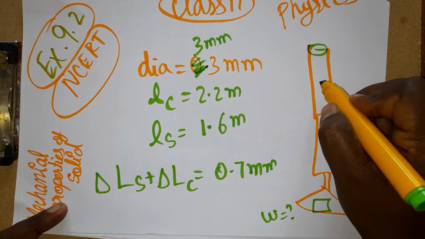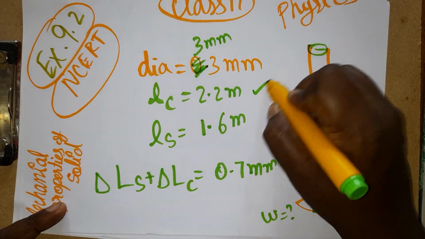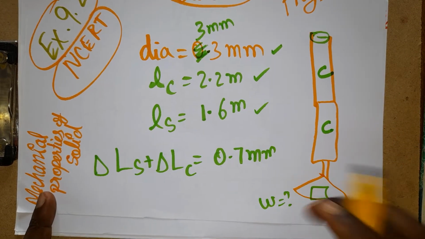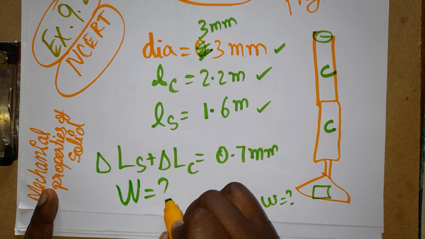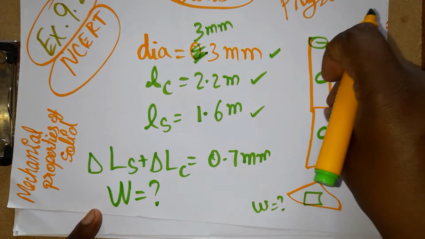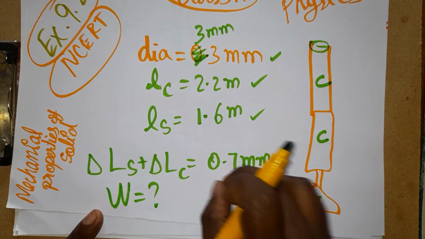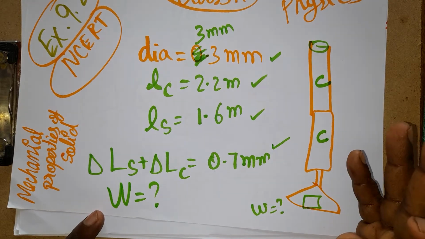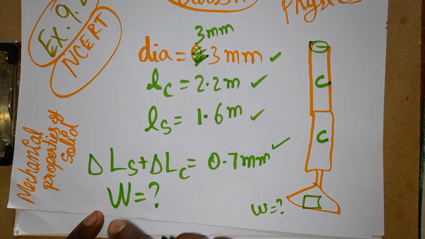Okay. The length of the copper wire and the length of the steel wire are given in the question. When we add the load, the weight is equal to question mark. How much weight can we add? That is the question mark. When we add the load, both wires are going to be elongated, both expand by 0.7 millimeter. Millimeter to meter, 10 power minus 3. Okay, weight is the question mark.